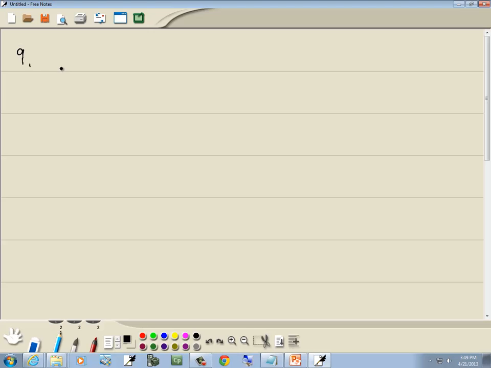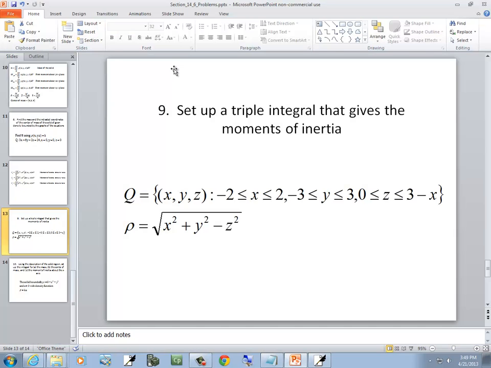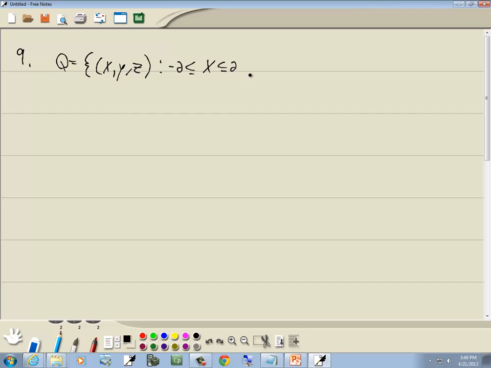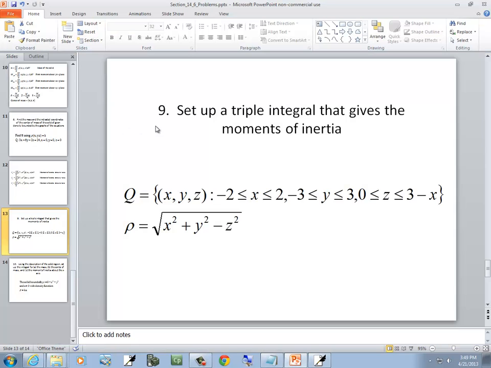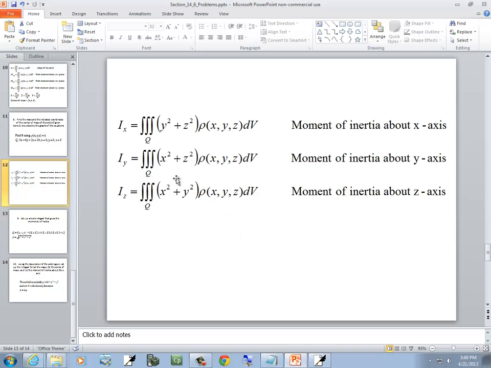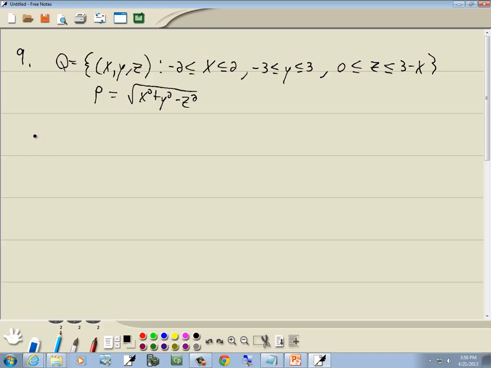Okay, so this one. Q is equal to the ordered triple such that x is between -2 and 2, y is between -3 and 3, and z is between 0 and 3 minus x. And rho is equal to the square root of x squared plus y squared minus z squared. And it says set up the triple integral that gives the moments of inertia. Set up triple integrals. I changed the instructions slightly from the book. The book just says find one. But since we're doing a setup, I thought, well, who cares then? That's easy.